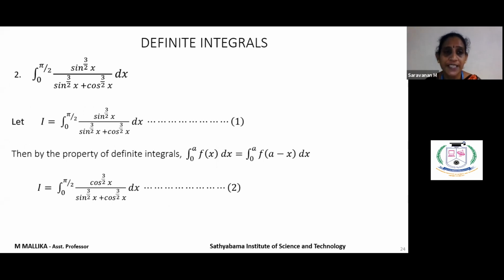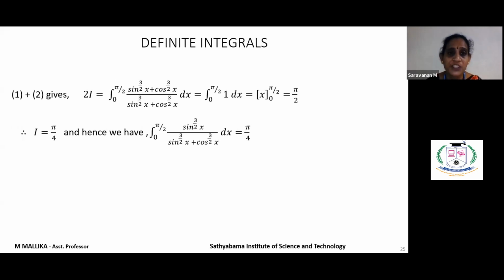Integral 0 to pi by 2 sine power 3 by 2 x by sine power 3 by 2 x plus cos power 3 by 2 x. So integrating a trigonometric function is difficult, that too with rational power is even more difficult. So when I use this property, you will be able to get the answer very quickly. Same as the previous problem, take the given integral as I, then use the property. When you use the property, sine of pi by 2 minus x becomes cos x. So your numerator alone changes, denominator remains the same.